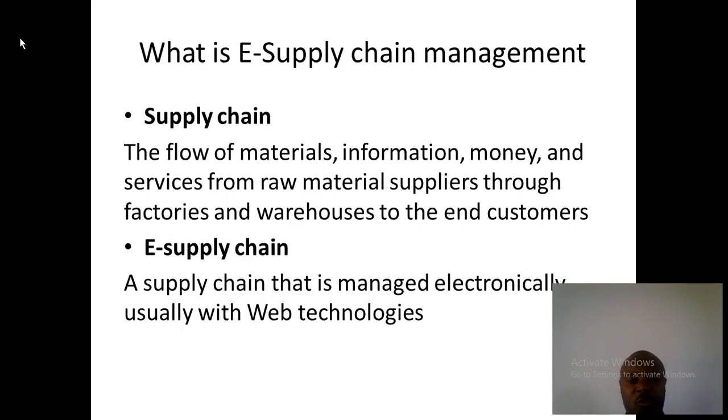What it means here is procurement is going to be done electronically, manufacturing is going to be done electronically, distribution is also going to be done electronically. Inventory management is also going to be done electronically. So basically we are saying all the activities of supply chain are now being done electronically. That's e-supply chain management. Let's look at the advantages of e-supply chain management.